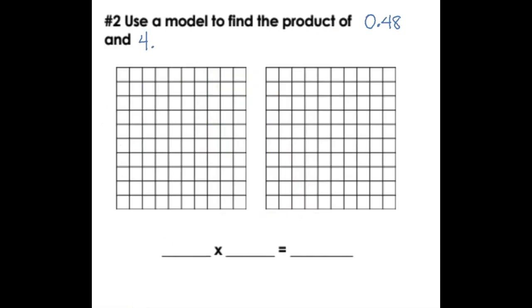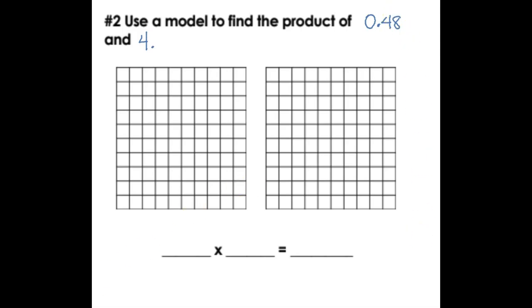Okay, so here is our next practice problem. This is number 2. Make sure you're doing this on your paper. It says use a model to find the product of 48 hundredths and 4. So since we have a whole number and a decimal, what we're going to be doing is taking 4 groups of 48 hundredths. 4 groups of 48 hundredths.